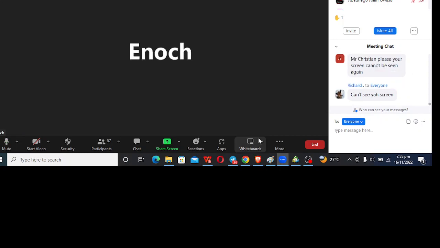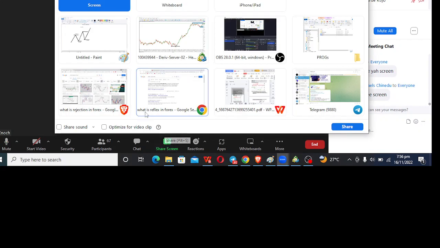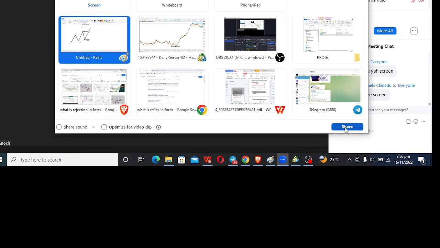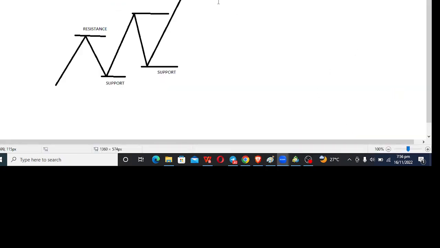I can't see your screen. Yes, I'm moving from MetaTrader to the Paint app, so I'm going to share it right now. Please mute yourself once you join. You are distracting. Kindly mute yourself.